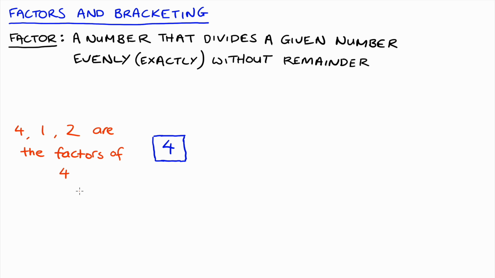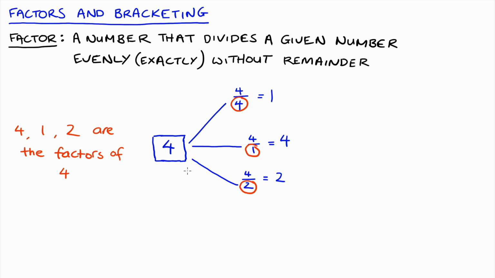And that's because 4 divided by 4 is equal to 1, 4 divided by 1 is equal to 4, and 4 divided by 2 is equal to 2. So 4, 1, and 2 are the numbers that divide into 4 and leave no remainder. So they're the factors of 4.